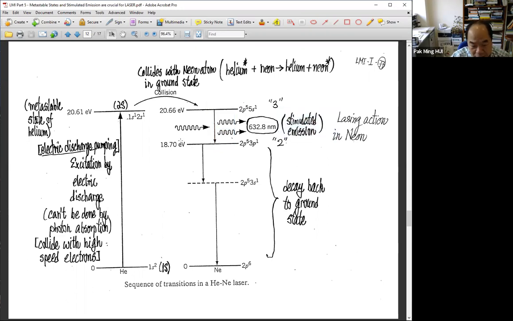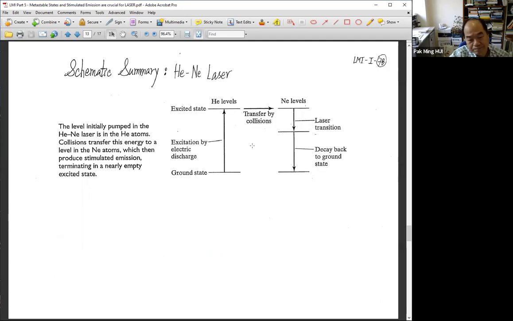And then this is a rather short lifetime level. There are many places it can go, okay? So therefore, it will clean up the population here readily and come down either directly or through an intermediate level. Therefore, inversion can be kept between 3 and 2. So this is the cartoon picture: excited by collision, transfer it, and then lasing automatically cleans up this excited state.